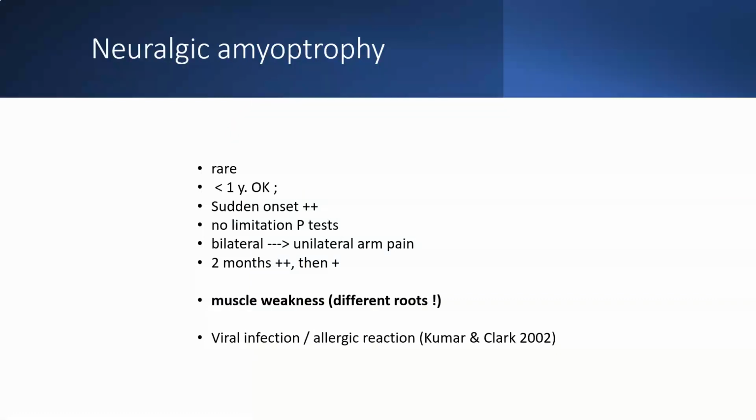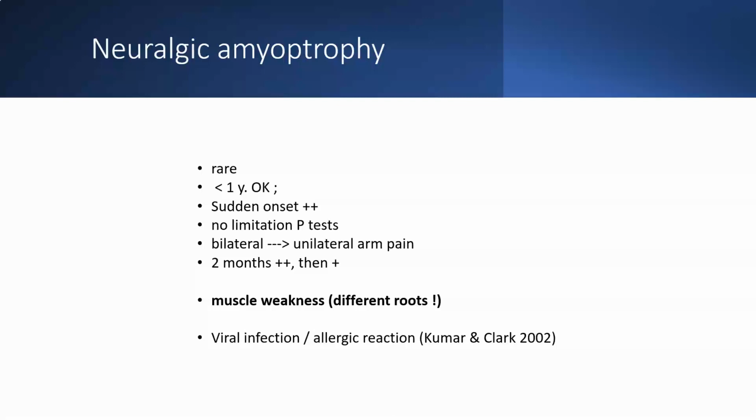Another strange story is the neuralgic amyotrophy. This is also very rare. It has a spontaneous evolution in about 1 year. It starts suddenly. The patient suddenly has cervical pain, a lot of pain. But when you do your test, there's no limitation of the passive test.